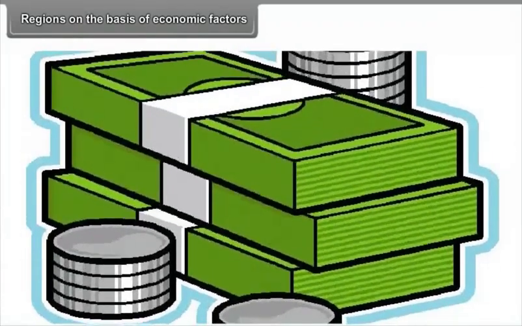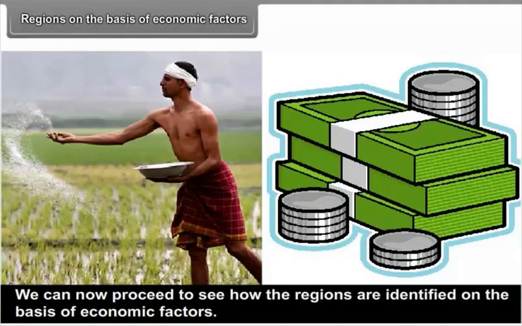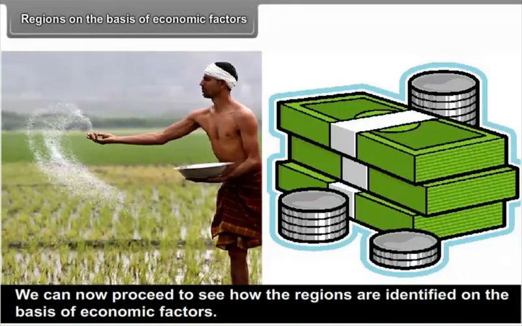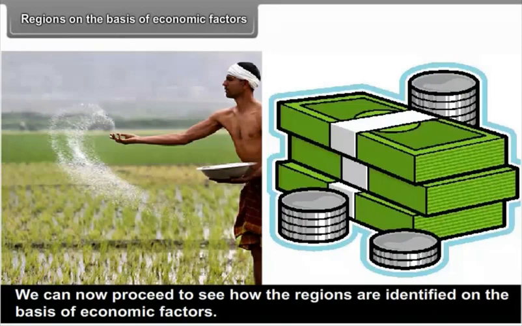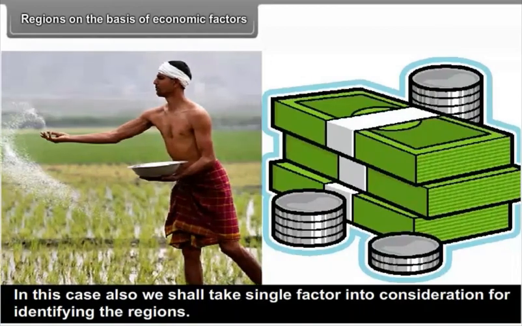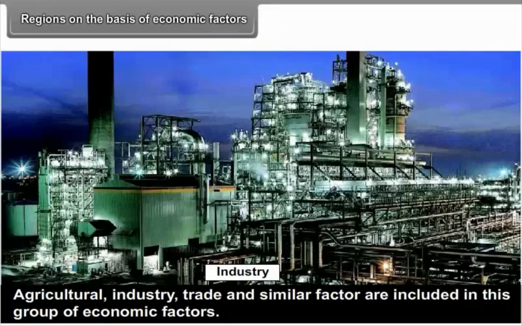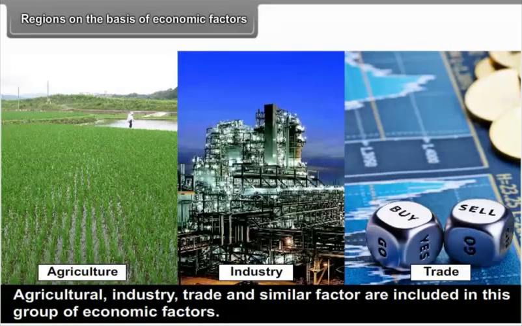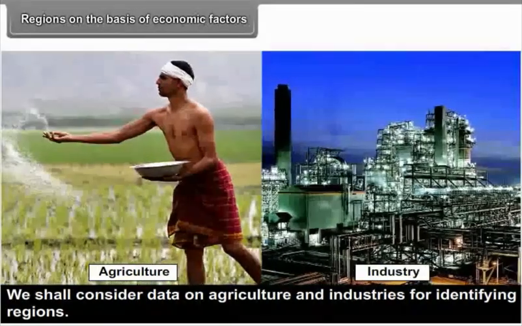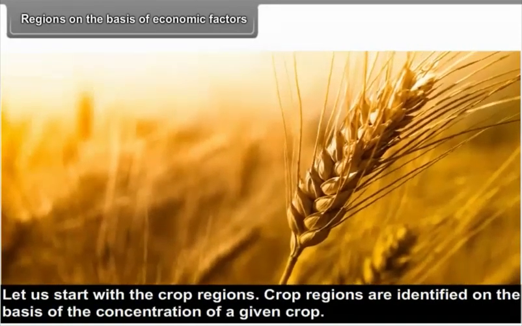Regions on the basis of economic factors. We can now proceed to see how the regions are identified on the basis of economic factors. In this case also, we shall take a single factor into consideration for identifying the regions. Agriculture, industry, trade and similar factors are included in this group of economic factors. We shall consider data on agriculture and industries for identifying regions. Let us start with the crop regions.